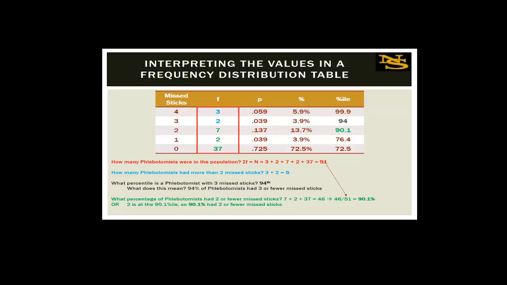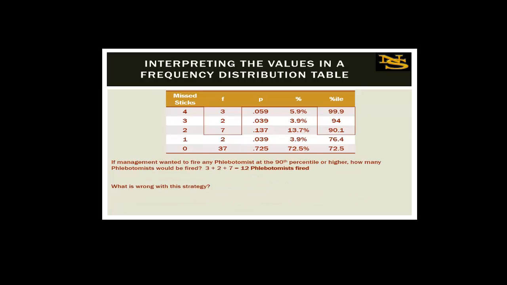But if you're still not real comfortable with what percentile means, you could just go back to your frequencies and say, okay, 2 or fewer. 7 had 2, 2 had 1, 37 had 0. 7 plus 2 plus 37 means that 46 phlebotomists had 2 or fewer missed sticks. What percentage of the population is that? 46 divided by the population size of 51, 90.1%. Check it out. Same as the percentile.